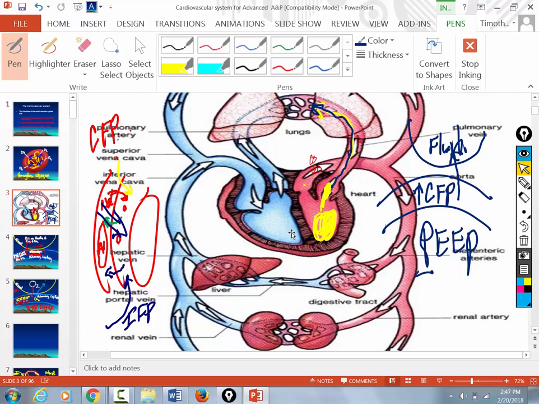PEEP stands for positive end expiratory pressure. Essentially, what PEEP does is it will push fluid out of the alveoli. Because the capillary fluid pressure in someone with CHF is greater and it's pushing fluid into the alveoli, you need an alternate force to try to push that fluid back into the capillary. That is called PEEP. You will see that. Tell me you got that. Yeah.